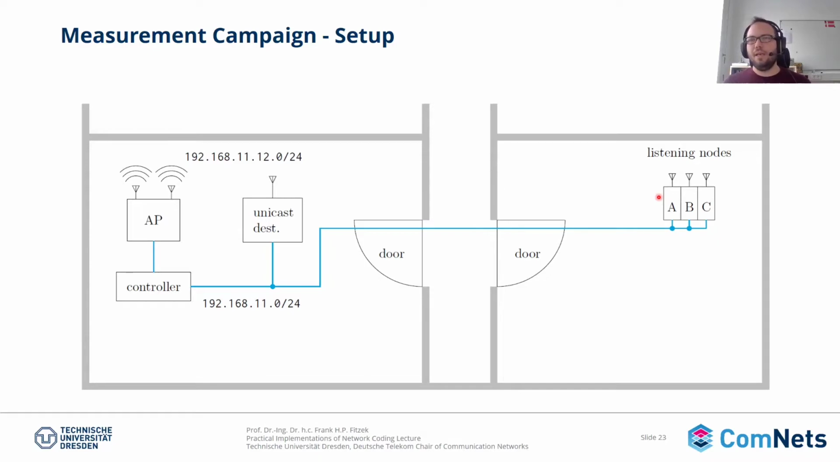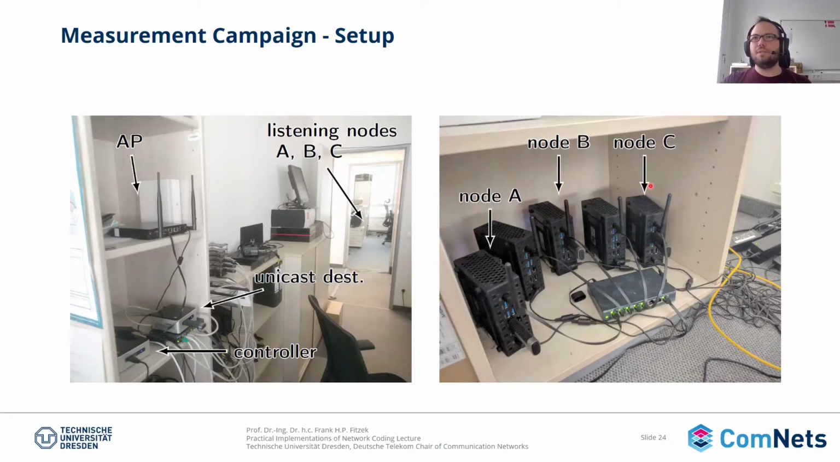We wanted to see, if this transmission had been done from this controller to this node, what would be the performance if we try to decode with PRAC, or if we just use traditional network coding. So this is how our setup looked.